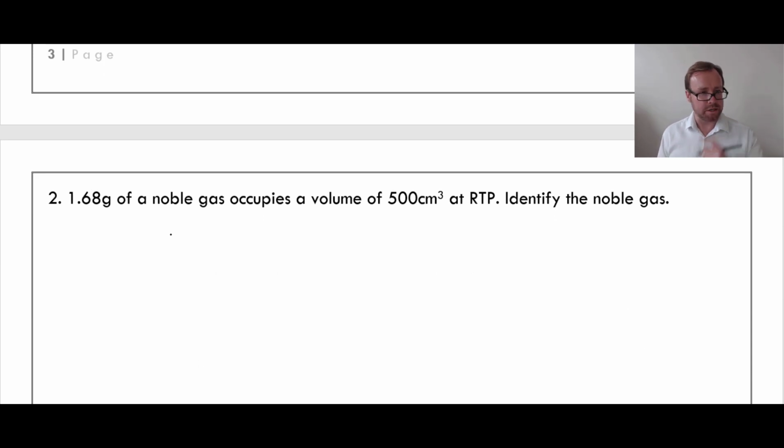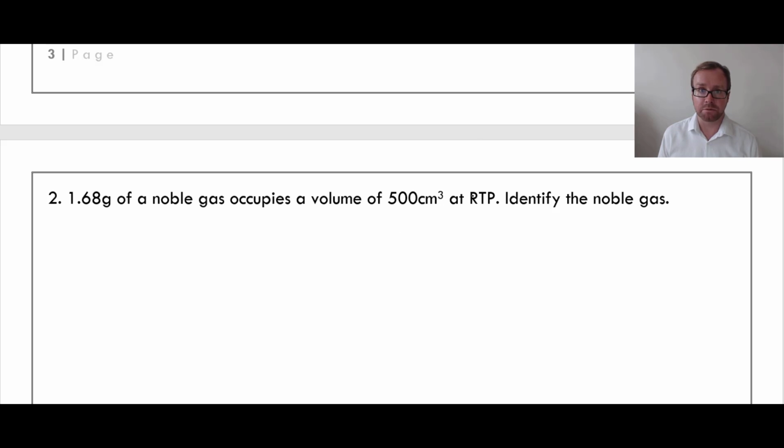Well, 1.68 grams of a noble gas occupies a volume of 500 centimeters cubed at room temperature and pressure. Identify the noble gas. Okay, so I reckon you might be able to do part of this. First of all, work out the number of moles, and then we will go through it together.